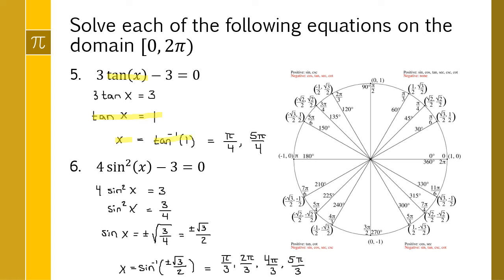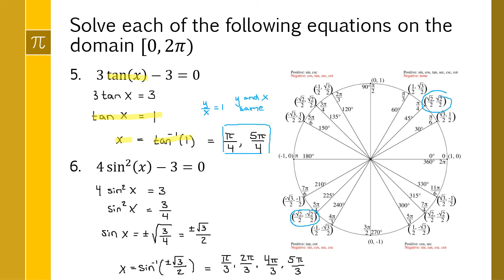Remember that tangent is the y over x ratio. So if tangent is 1, that means y over x is 1. And if a ratio is equal to 1, that means that both the numerator and the denominator have the same value. So this means that y and x are the same number. That happens on the unit circle here and here. So you have a tangent of 1, or y over x ratio, where both numbers are the same, at pi over 4 and 5 pi over 4. So those are your solutions right here.